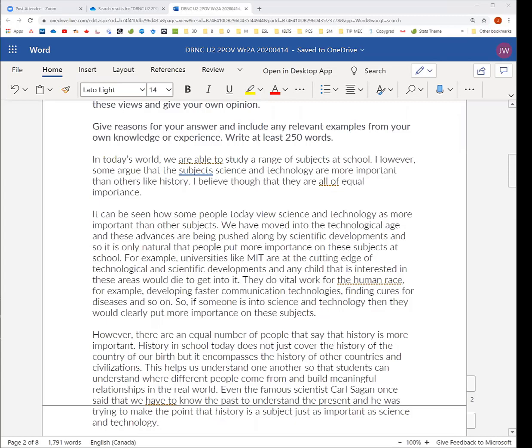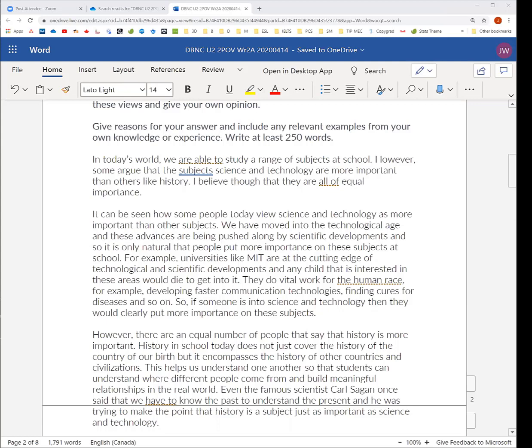Yes, it can be seen how some people today view science and technology as more important than other subjects. We have moved into the technology age, and these advances are being pushed along by scientific developments. Developments. Yeah, developments. We'll work on that one. Okay, keep going. And so it is only natural that people put more importance on these subjects at school.